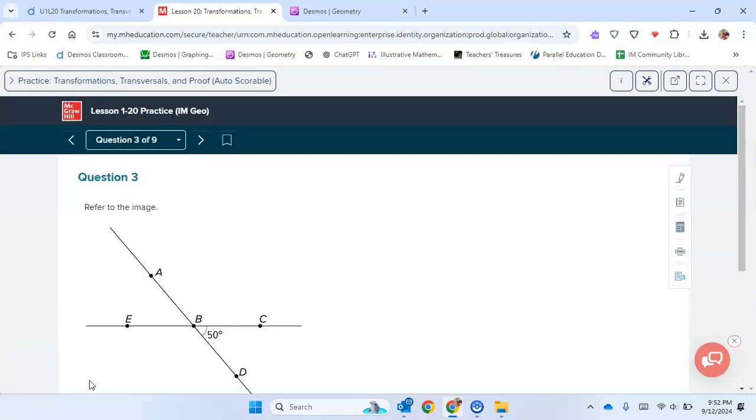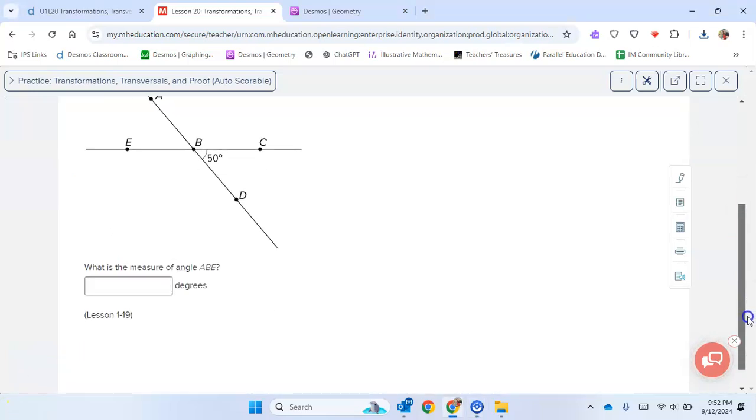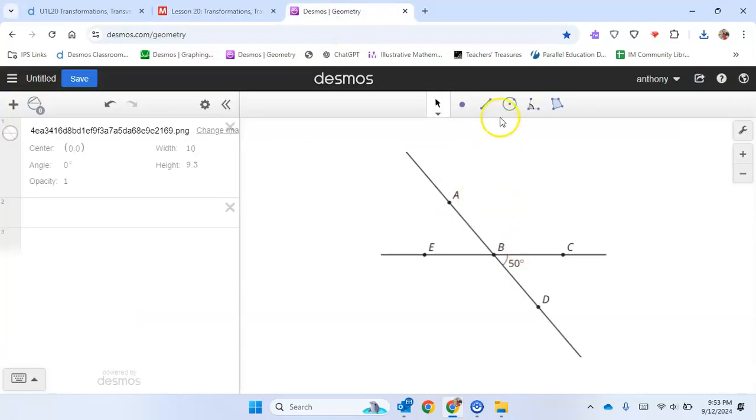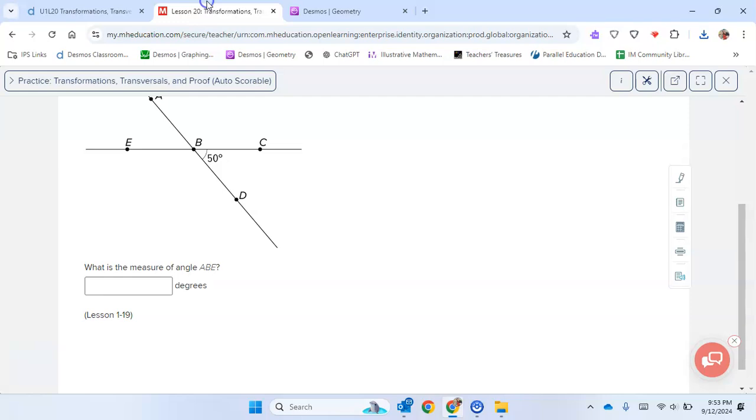Question 3. Refer to the image. What is the measure of ABE? We can measure it. ABE should be 50 degrees. You can see it's about 50 degrees because these two angles, ABE and CBD, are vertical. So they're both 50 degrees.